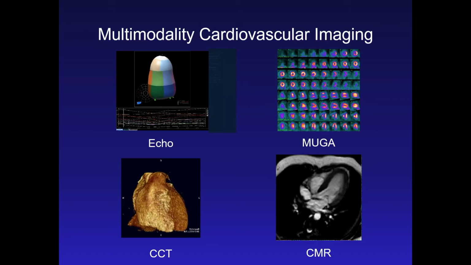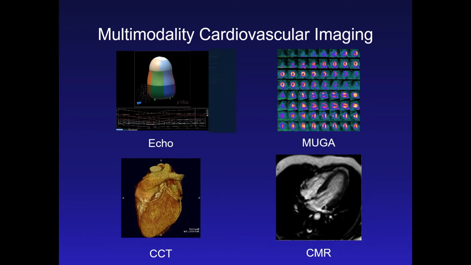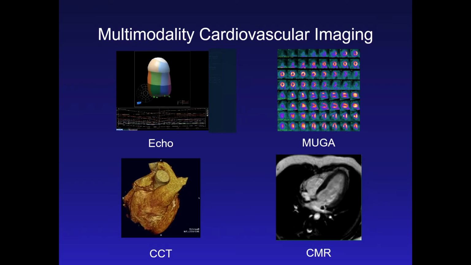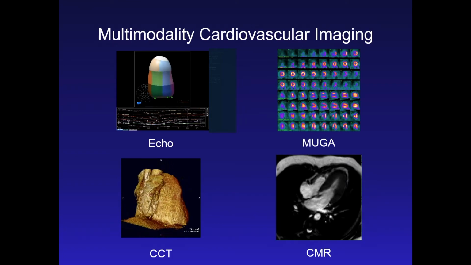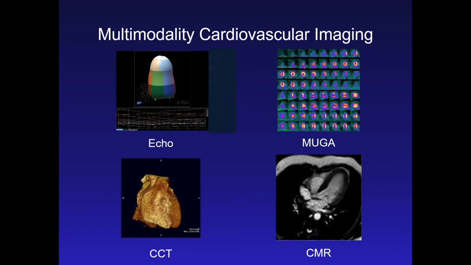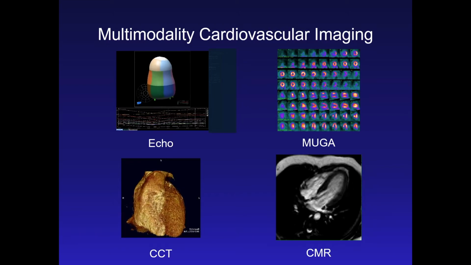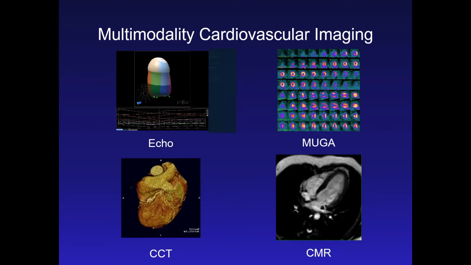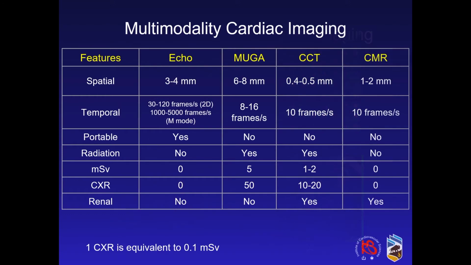In 2020, we currently have 4 complementary imaging modalities in terms of echocardiography, MUGA scan imaging, cardiac CT, and cardiac MRI, which has its own strengths and limitations, providing complementary information in our evaluation of patients with cardiovascular disease. This is a summary table that I have created that shows the various features of the 4 imaging modalities, echo, MUGA, CT, and cardiac MRI.